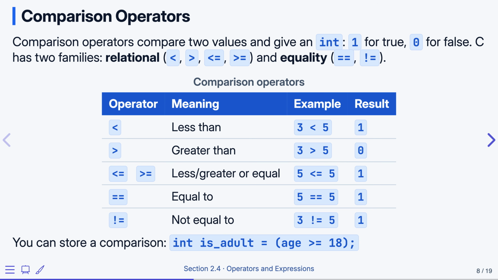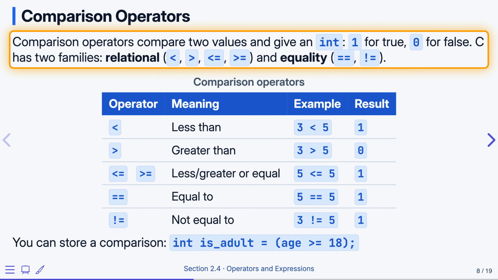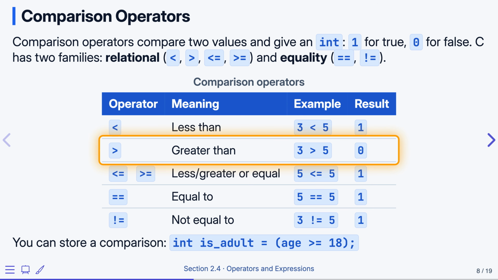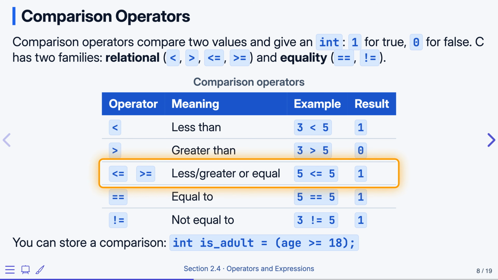Comparison operators compare two values. The result is always an integer. C splits these into two families, relational and equality. 1 means true. 0 means false. Less than, this is a relational operator. 3 less than 5 is true, so it gives 1. Greater than, also relational. 3 greater than 5 is false, so it gives 0. Less than or equal, and greater than or equal round out the relational family.